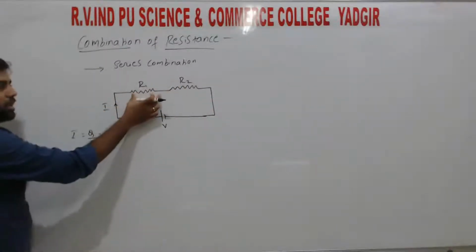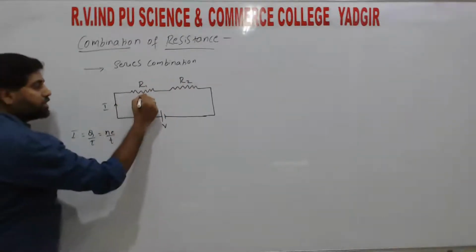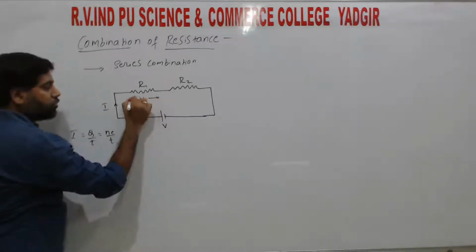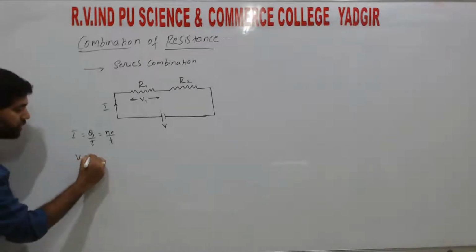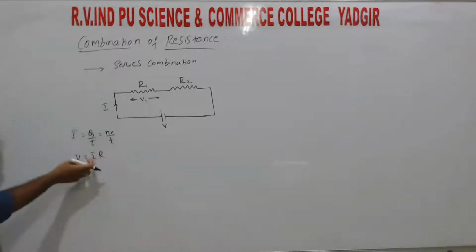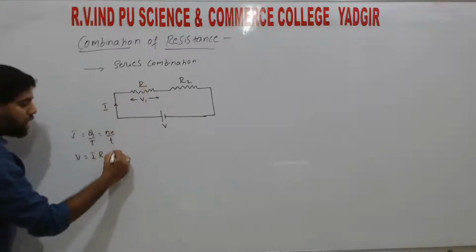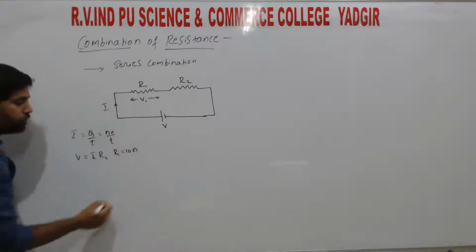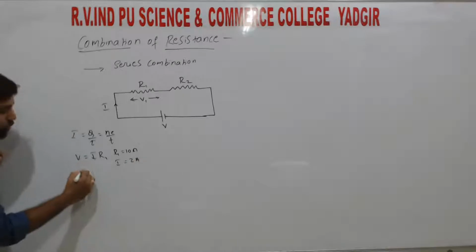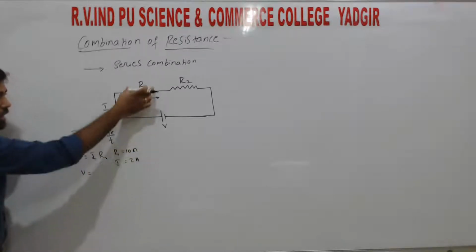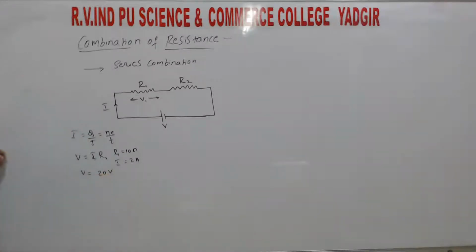As the resistances R1 and R2 are different, the voltage changes here. So V1 is the voltage across the resistance R1. From Ohm's law, V is equal to IR. So I is constant, R value is changing, right? For example, R1 has some 10 ohm, current I is constant, some 2 ampere. So the voltage across R1 is R into I, that is 20 volt, right?